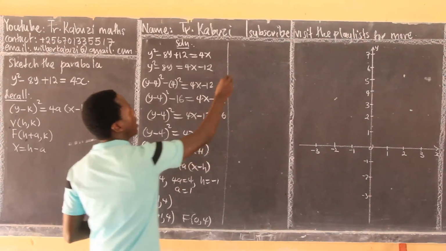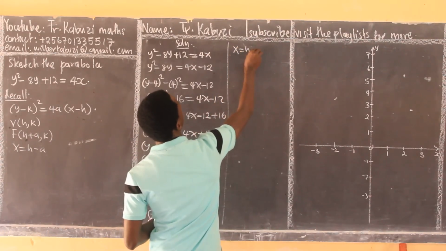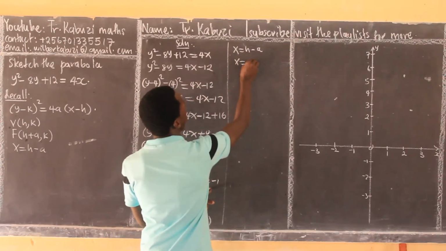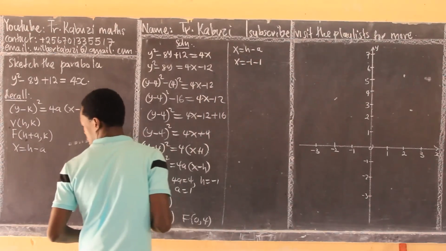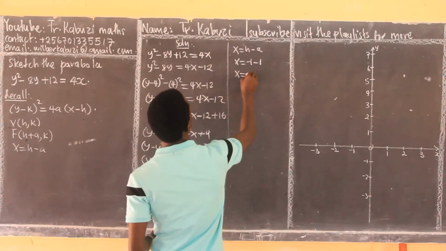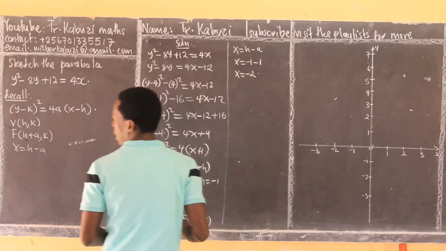Now, allow me to divide this here, I get now my directrix. My directrix we said is x equals h minus a. My h was negative 1, minus a 1. Now from there, my x becomes negative 2.